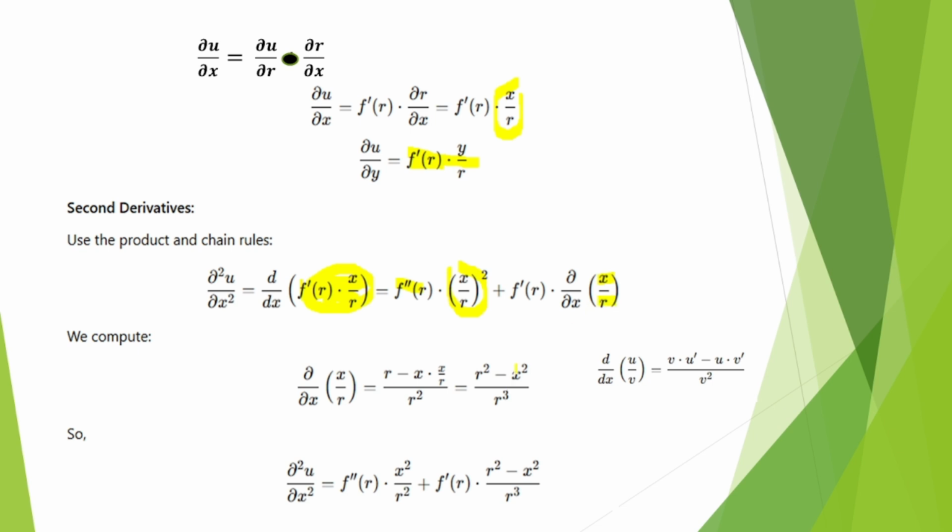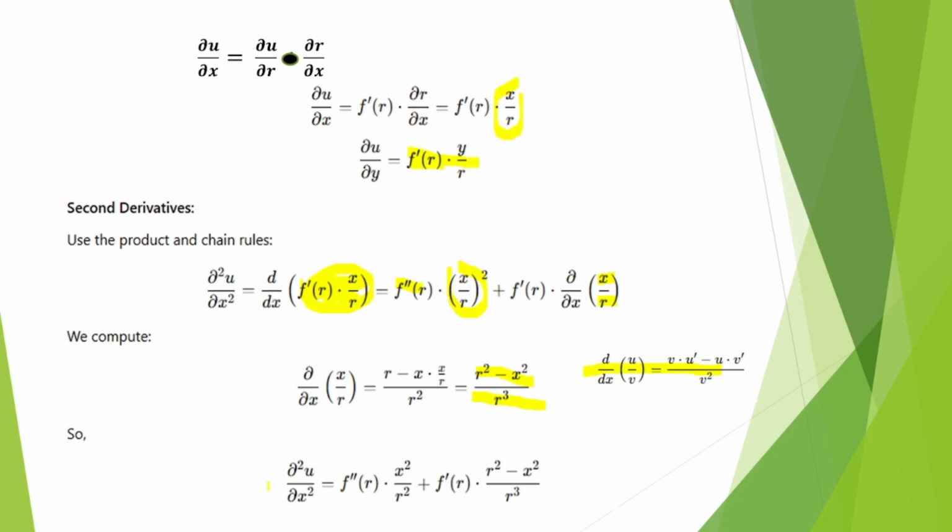So here we have to use the u by v rule of derivative. So our u is x and v is r. So ∂/∂x of x by r is (r square minus x square) upon r cube.